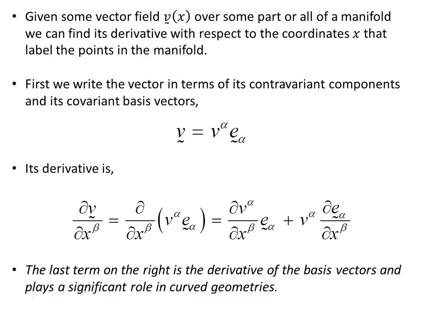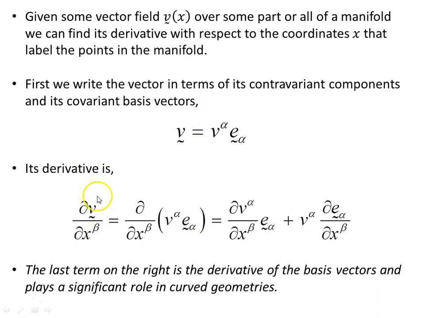So, given some vector field v of x over some part or all of a manifold, we can find its derivative with respect to the coordinates x that label the points in the manifold. So we've got some vector field over a manifold. Now first we write the vector in terms of its contravariant components and its covariant basis vectors. So contravariant components here and covariant basis vectors here.